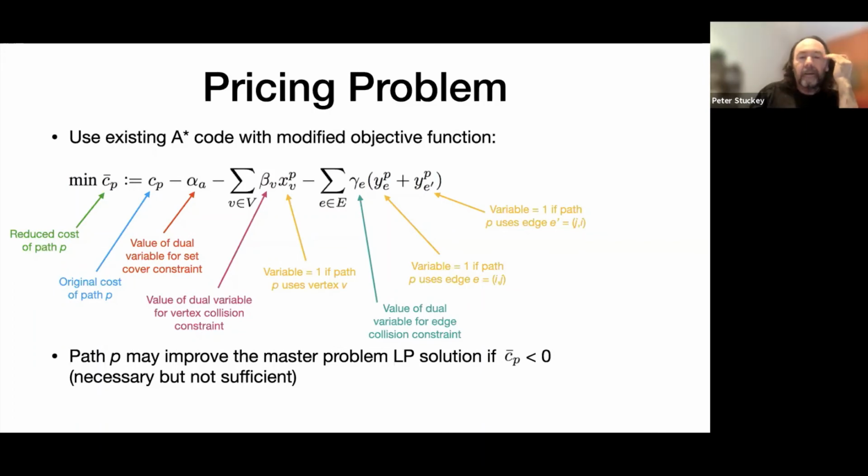You can see, so here the difference is that whether we use this resource or not is part of the decisions that we're making, whereas in the master these are fixed because the paths are fixed.